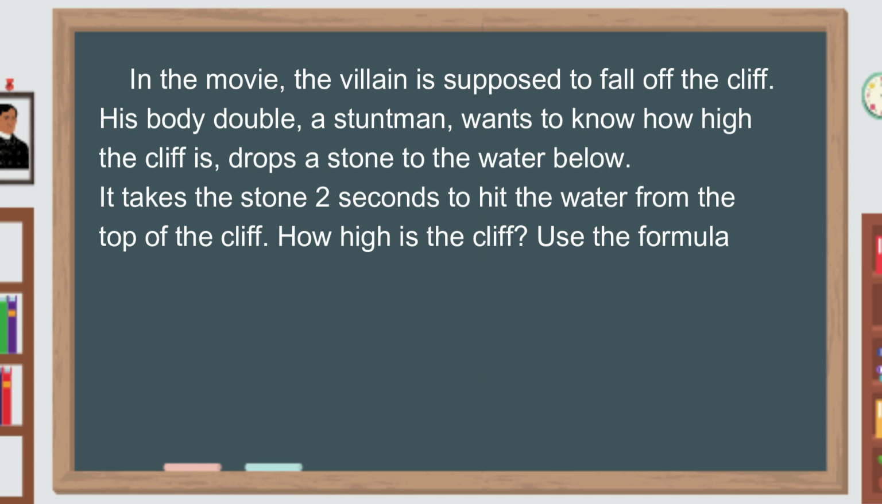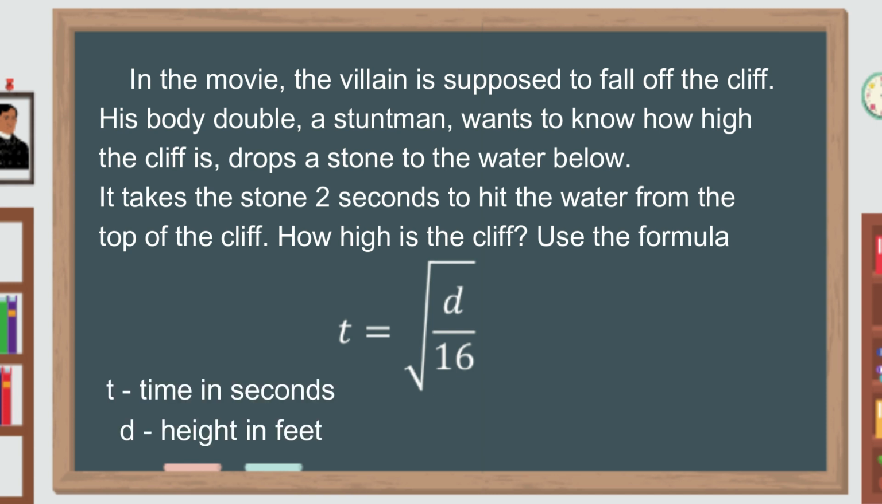He drops a stone to the water below. It takes the stone 2 seconds to hit the water from the top of the cliff. How high is the cliff? Use the formula T is equal to the square root of D over 16, where T is equal to time in seconds, and D is equal to height in feet.